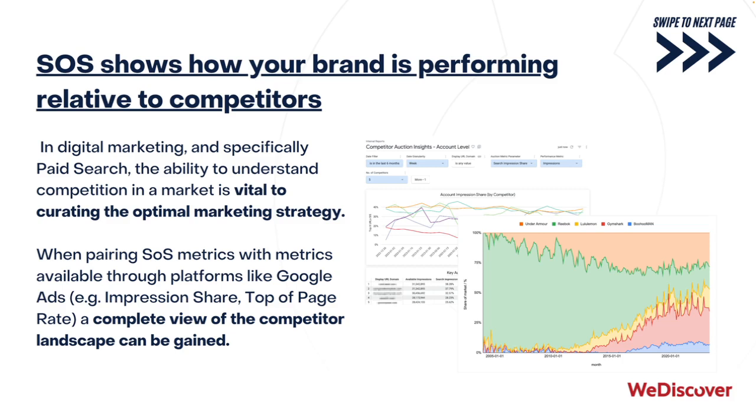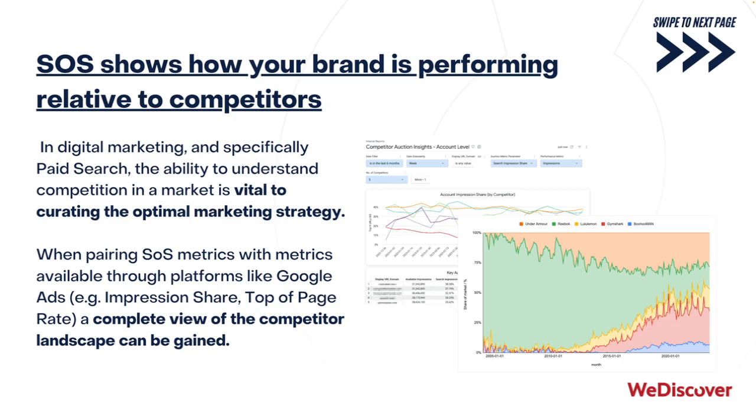Another reason that we might want to look at share of search is it lets you know how your brand is performing relative to your competitors. Commonly, when we look at Google Ads, we can think about things like impression share, absolute top of page rate, when trying to understand the competition. But that doesn't give us a holistic view of what the overall competitor landscape looks like and how you're trending within that landscape.